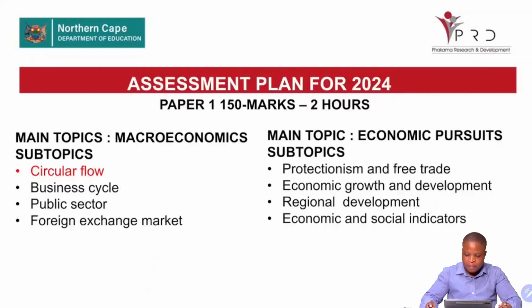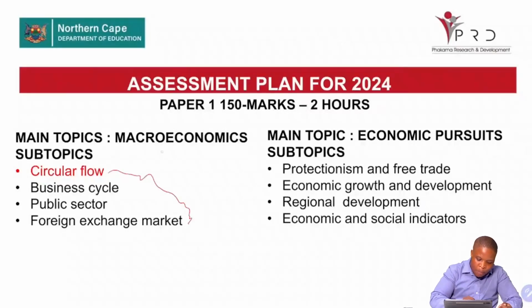Right, let's look at our assessment plan for 2024. So your paper one is out of 150, and is 2 hours. Your paper one consists of two main topics, which is the macroeconomics. Macroeconomics has circular flow, business cycle, public sector, foreign exchange market. So you see circular flow is in red there. So the questions that we are going to be answering today are around circular flow. So we are going to revise all these units under the main topic separately so that you are able to master all four of them when you prepare for your prelim.